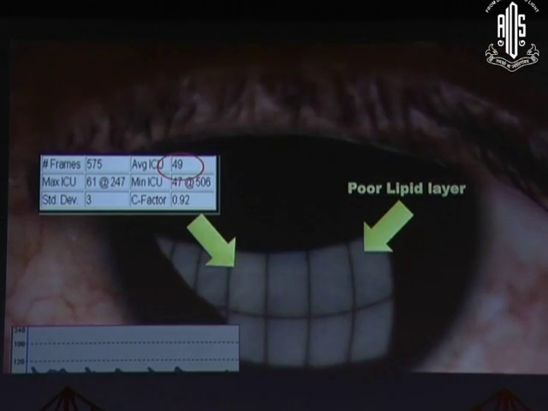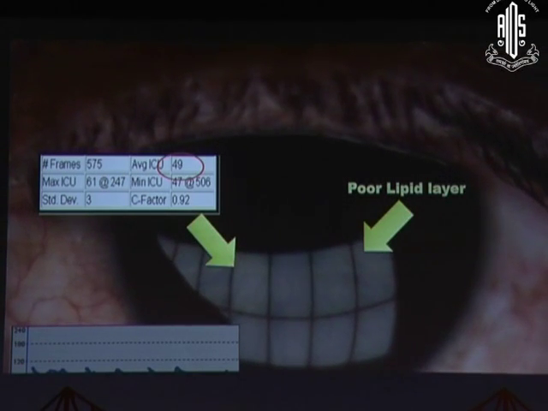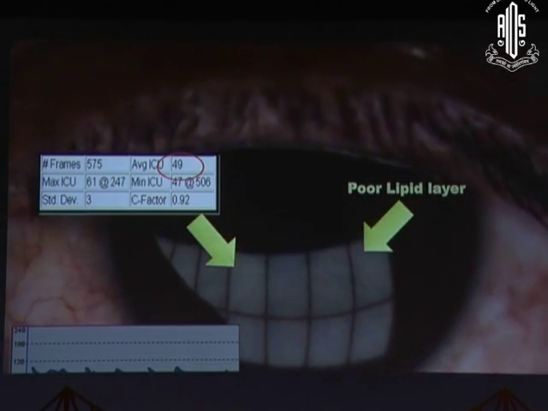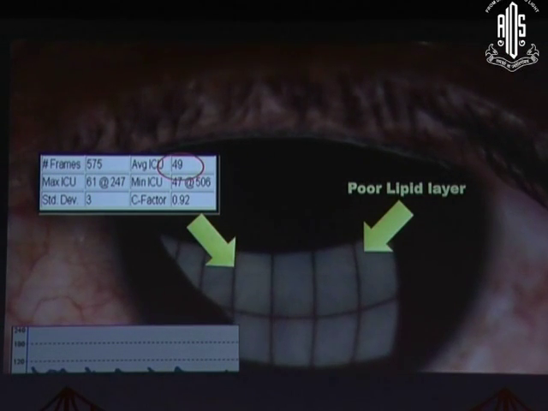Going beyond, what does a poor tear film look like? It is a patient with dry eye. You can see with every blink, the interference pattern does not come up, which is also represented by the ICU unit.